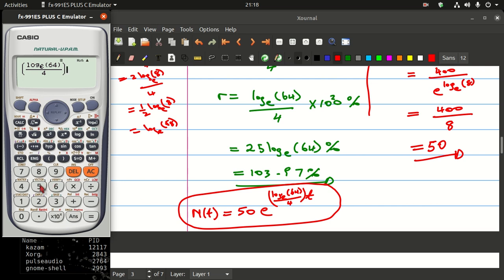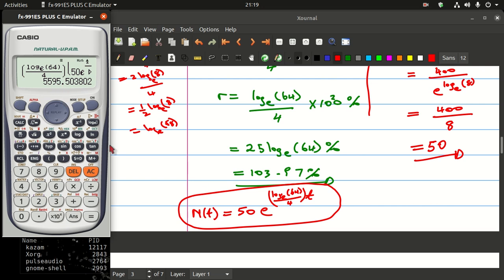So we're going to have times, I'm just going to place a 50, and then I'm going to write e raised to log, and inside I place 64, and then that whole thing is divided by a 4, and then I multiply that whole thing by t, which is 4.5. What will that value be? So that's the value that they are looking for here.